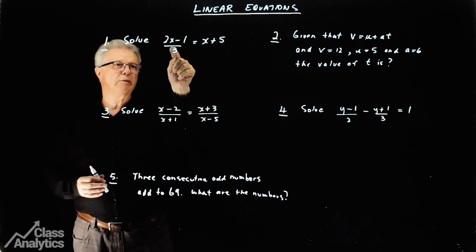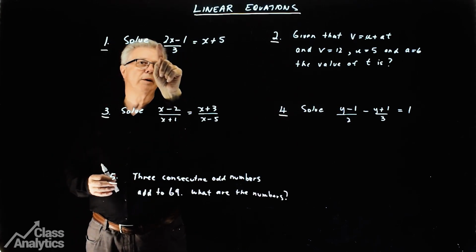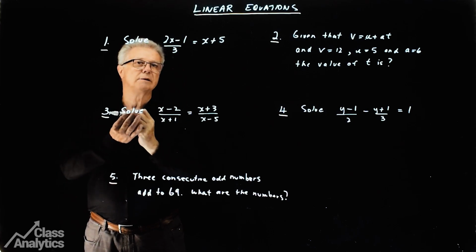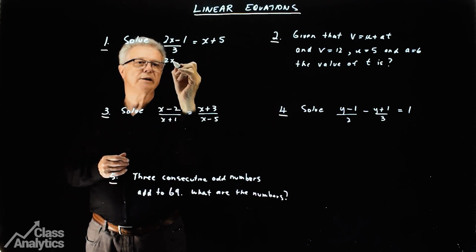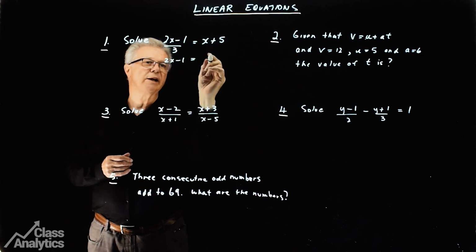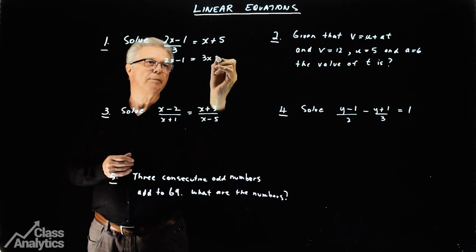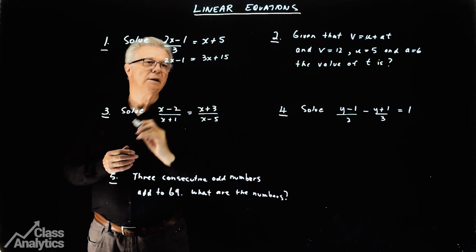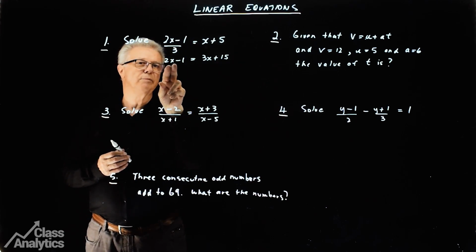This 3 we need to get rid of. To do that, we multiply both sides by 3. So I'll write this as 2x minus 1 equals, and I think we just multiply it out, don't we? That's 3x plus 15. Now I want to move the x's.